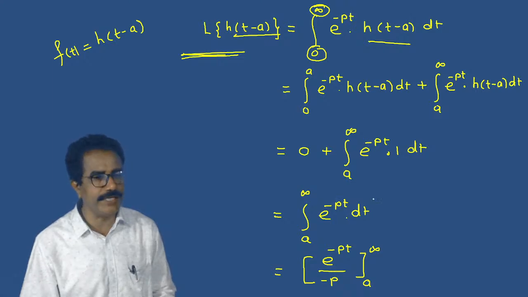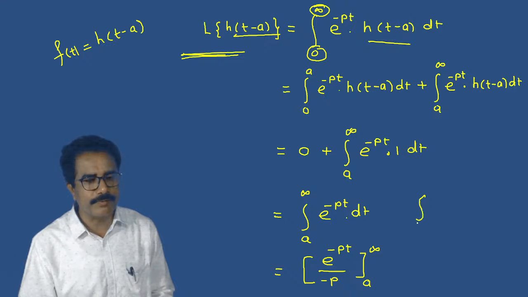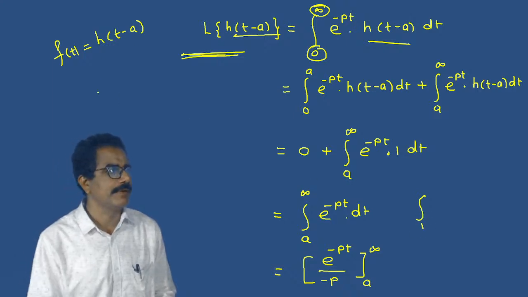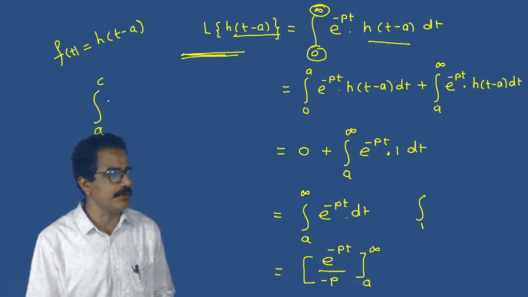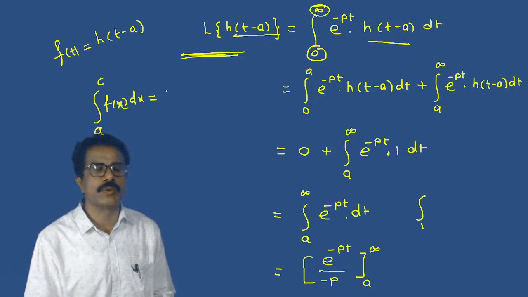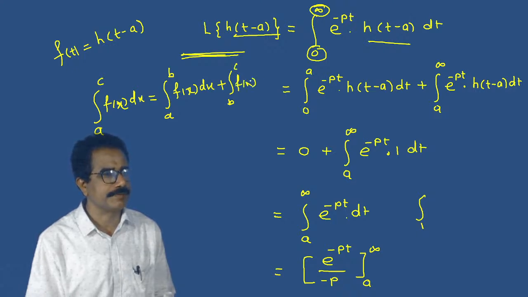According to the definitions here, which definitions do we have to use? Integral from a to c here. This is the property of a definite integral: integral from a to c f of x dx is equal to integral from a to b f of x dx plus integral from b to c f of x dx.